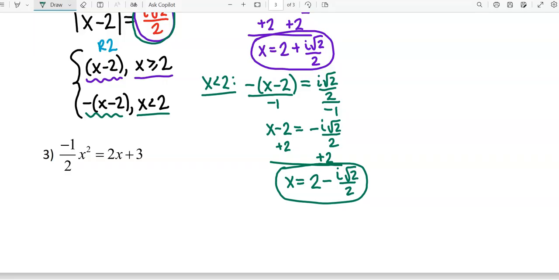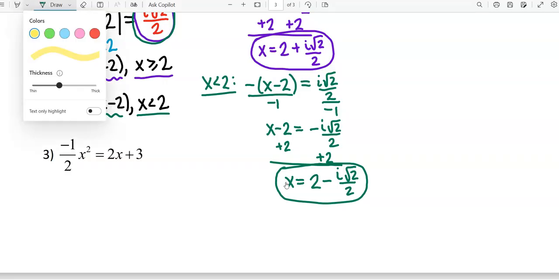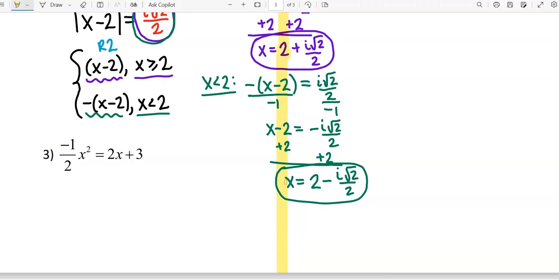What's the same in your answers? The i square root of 2 over 2, that's good. The imaginary part's the same. What's also the same? The positive 2 in the front. Do we remember what that positive 2 represents? It's your axis of symmetry. So it should be the same in both of your answers. What that's saying is your axis of symmetry on your graph is 2.